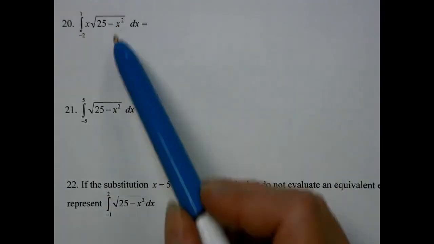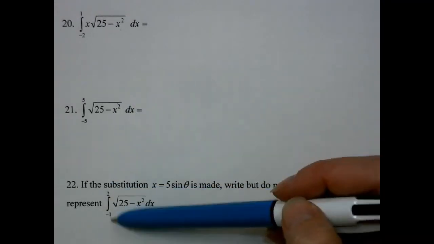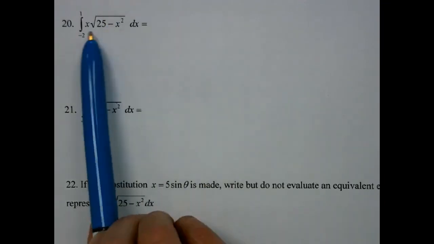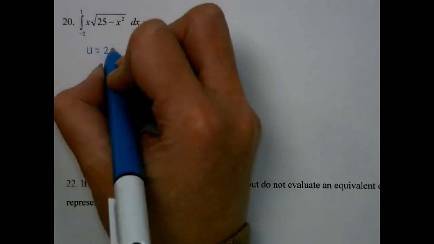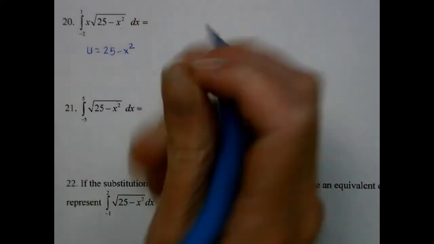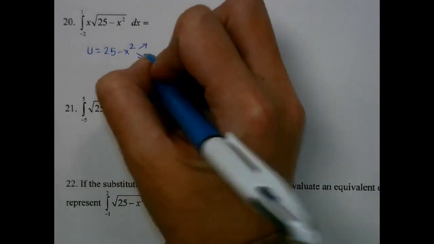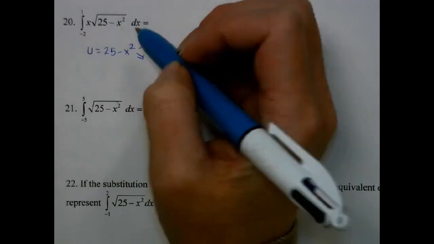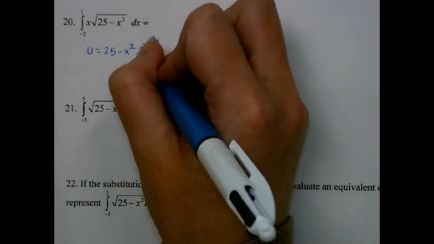Alright, again, these next 3 all look pretty similar. These 2 are the same with different limits of integration. This one has an x on the outside. So this first one, because we have that x, we can do a u substitution. This one's a definite integral. So when we have a definite integral, we want to change the limits of integration. So I plug in 1, we get 24. I plug in negative 2, that's 25 minus 4 is 21.